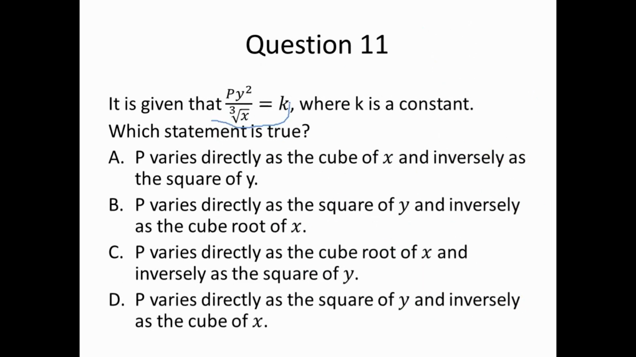Number 11. You are given this equation. Which statement is true? A, B, C, D all state P. So we rearrange this equation until we get P equals k. This cube root of x, we have to move it up, so cube root of x, and y squared we move it down, over y squared. So this is P varies directly as cube root of x and inversely as square of y. So the answer is C.